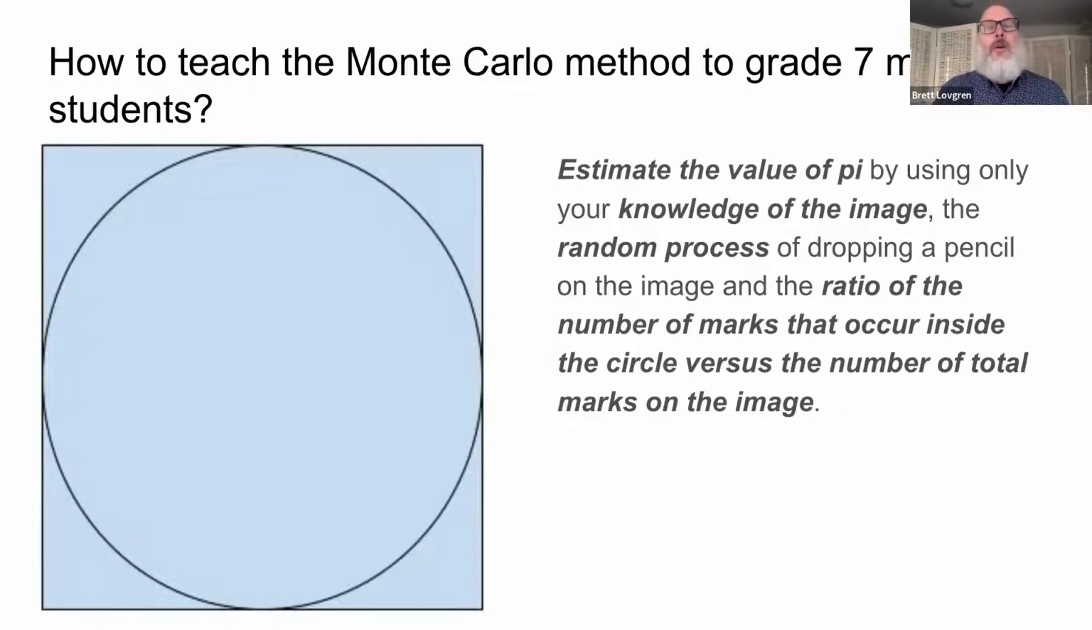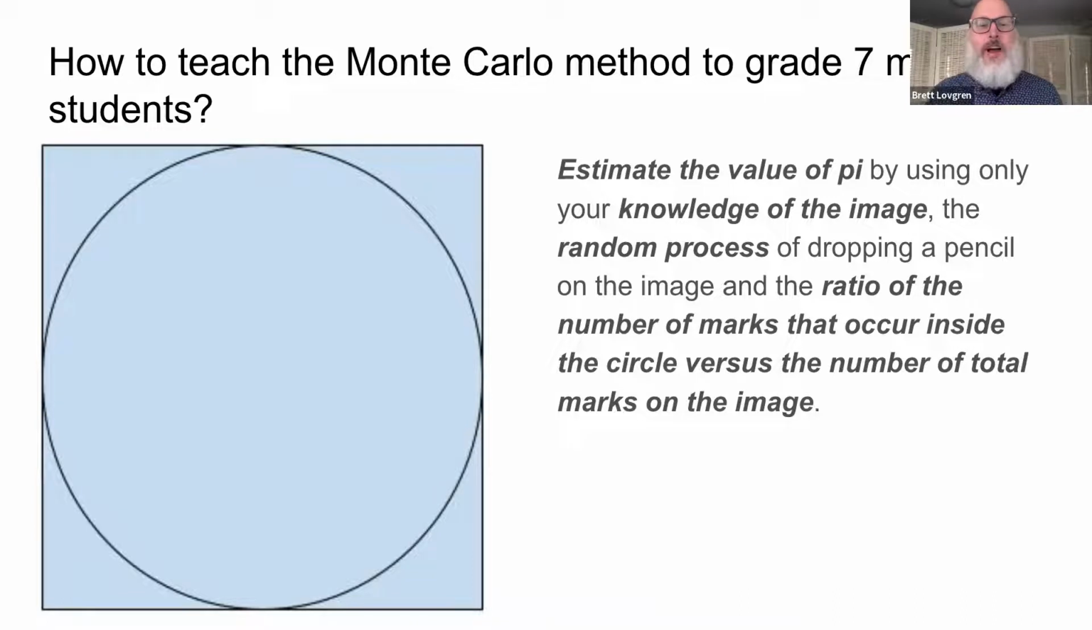So the core of the lesson itself is we're going to estimate the value of pi using our knowledge of this image and a random process of dropping a pencil on the image and looking at the ratio of the number of marks that occur inside the circle versus the total number of marks on the image. And so, for seventh graders, that's a pretty straightforward thing. It's easy for them to understand. It's easy for me to understand.